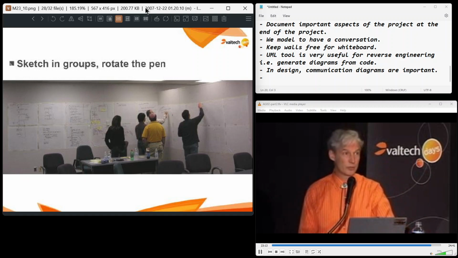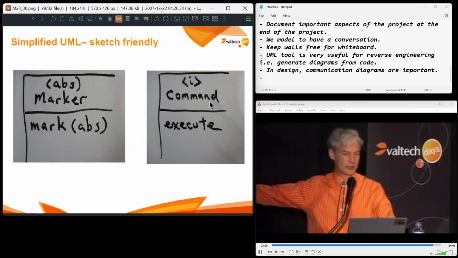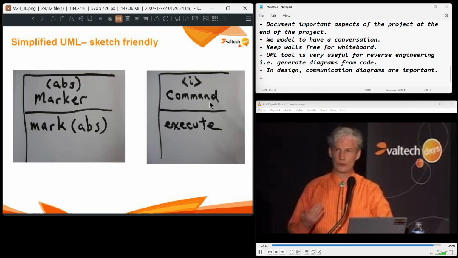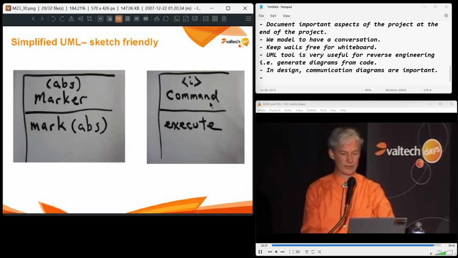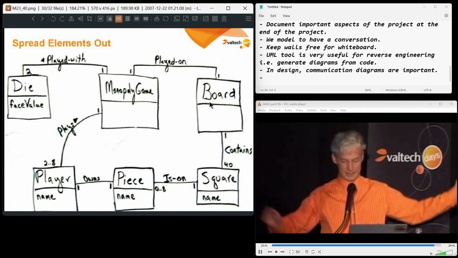If you're working in a group at the whiteboard, rotate the pen. Get everyone actively involved. Don't let one person dominate. Keep your bottoms and sides open if you're sketching a class. Use simplified UML, like that's an interface, that's an abstract class. Don't worry about detailed notational or correct notational points. Spread elements out, give yourself lots of space.